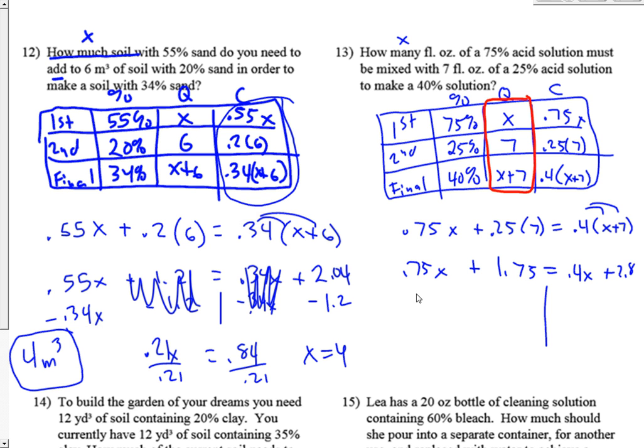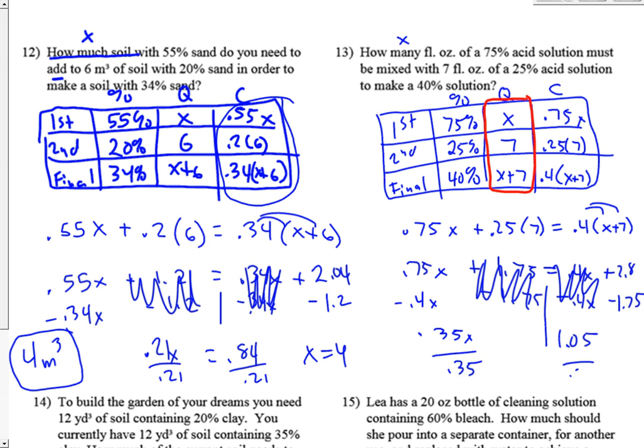We're going to subtract the 0.4x from both sides. That gives us 0.35x. That goes away over here. We are going to subtract the 1.75. And that leaves us with nothing on the left-hand side and 1.05 on the right-hand side. And then we divide by 0.35. And we get x is equal to 3. And that is 3 fluid ounces.